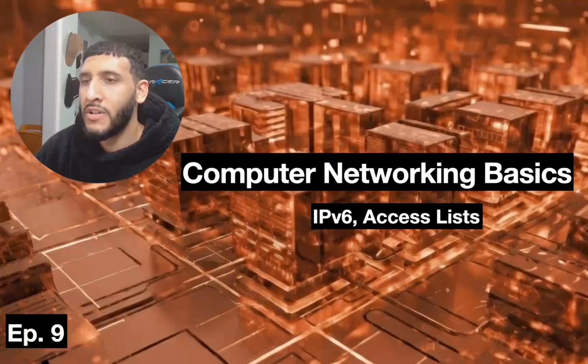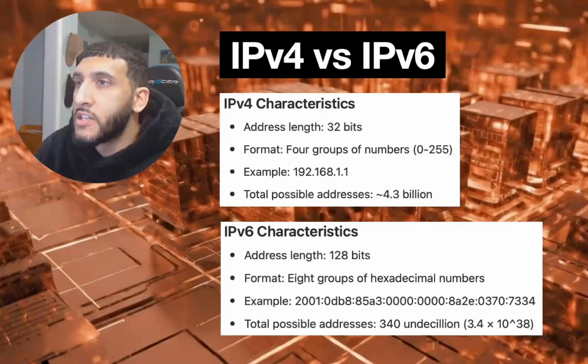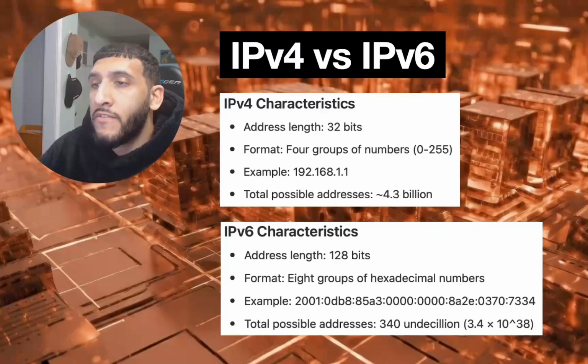I'm back with another video, and today I'm going over IPv6 and access lists. So IPv6, Internet Protocol version 6, came about in the late 90s, about 15 years after IPv4 came out. With IPv4, you had 4 groups of numbers that go from 0 to 255 for a 32-bit address, but with IPv6, you had 8 groups of hexadecimal numbers.